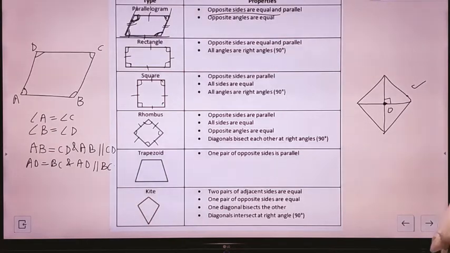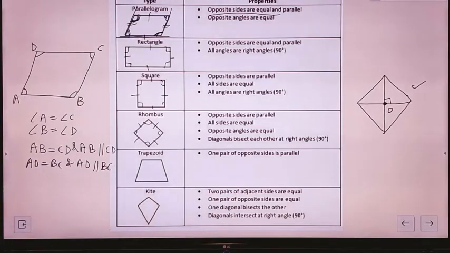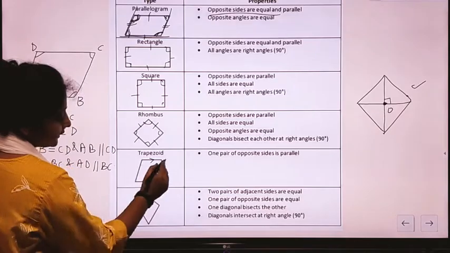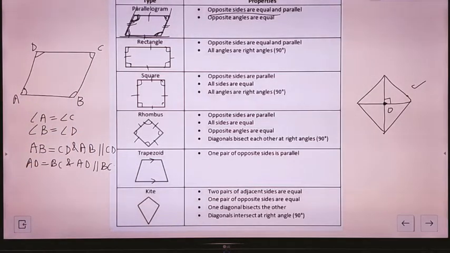Next we have a trapezoid. We can also call this a trapezium. In a trapezium, there is one pair of opposite sides, just one pair, that is parallel. This side is parallel to this side, and the other two sides are not parallel. Such a quadrilateral is known as a trapezium or a trapezoid.